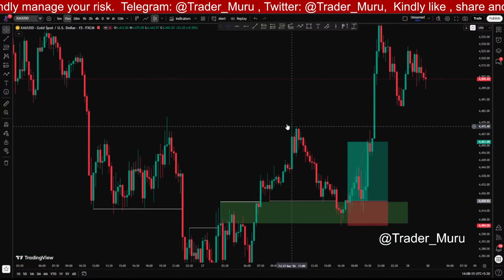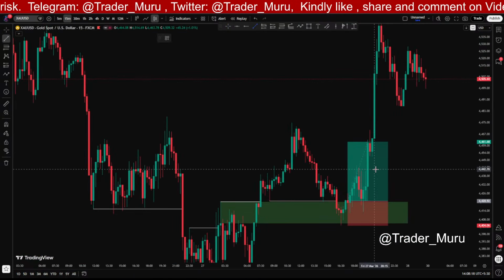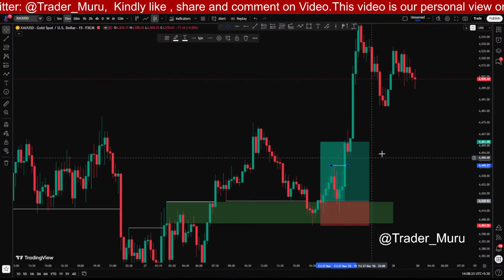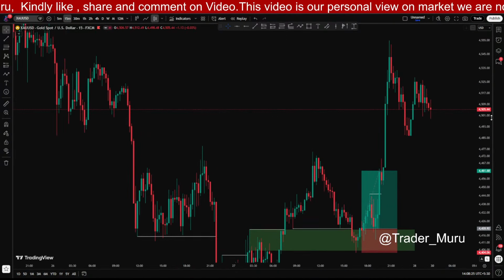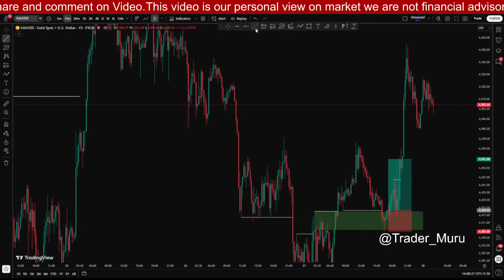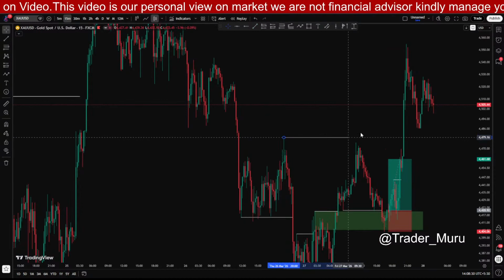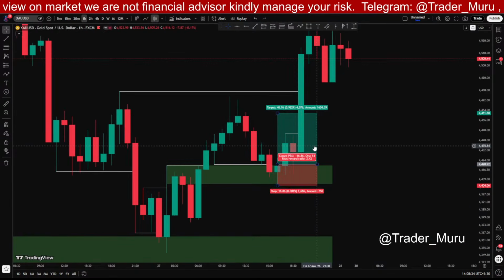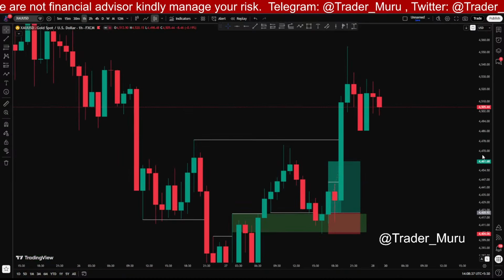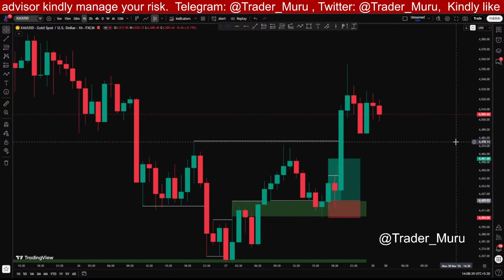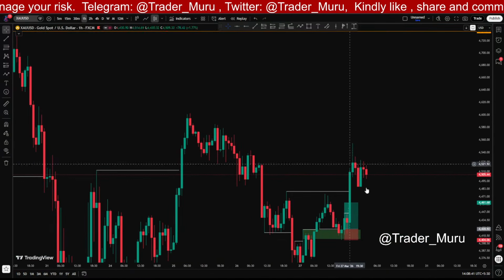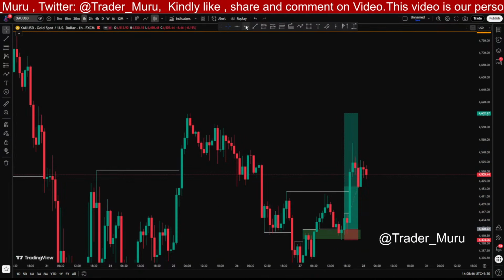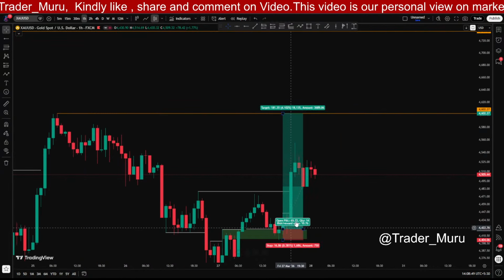My first target was this high. Then I was on break even. My second target, I booked it near about this change of character in 1 hour time frame, and now this change of character is also done in 1 hour time frame, so I can hold my entry till this high. So this is how I spot my entries.